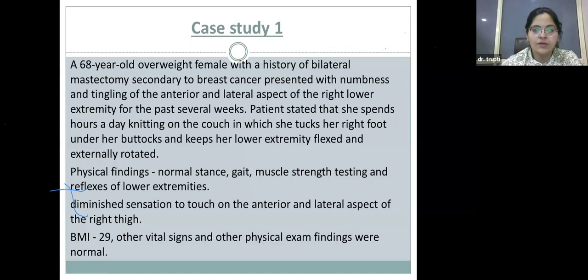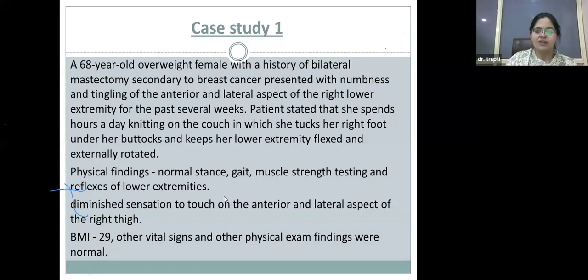So here, what we can see is that the patient is a 68-year-old overweight female. There is a history of bilateral mastectomy, and the patient is having numbness and tingling on the anterolateral aspect of the leg. She spends hours knitting on the couch with her leg in a flexed and externally rotated position.